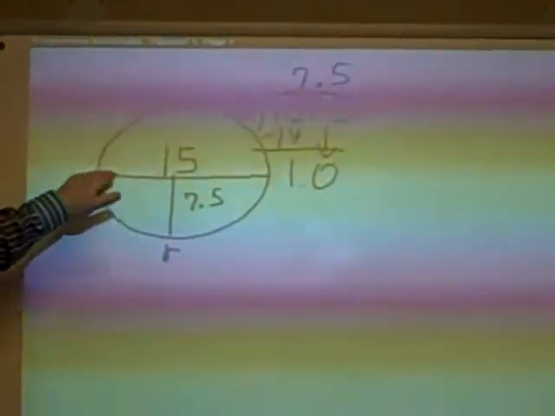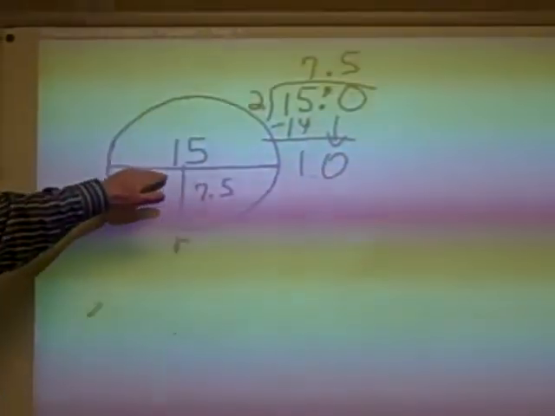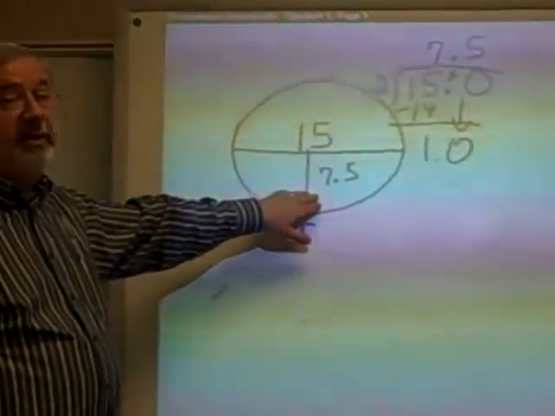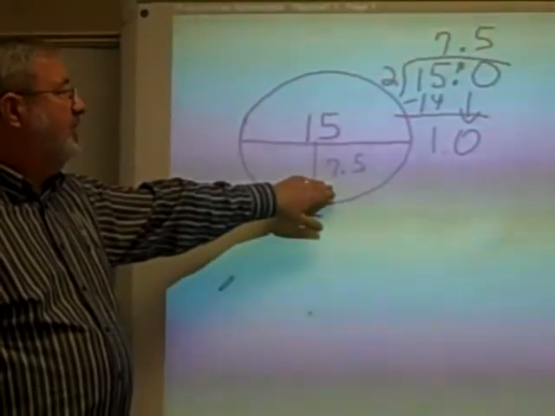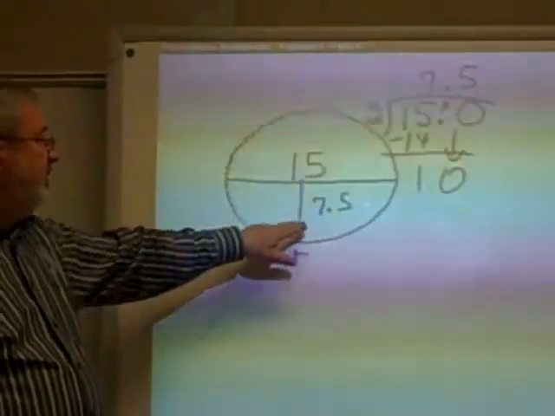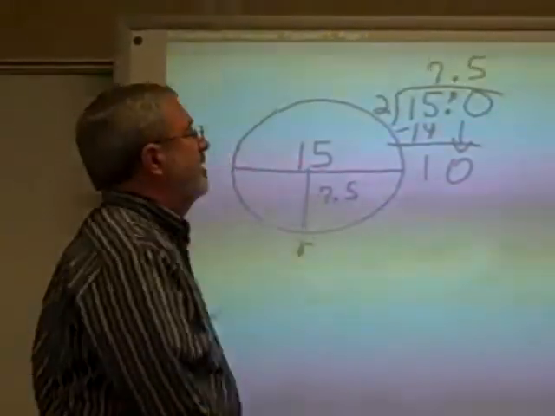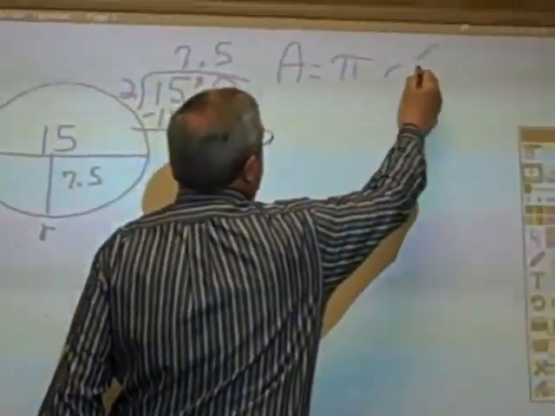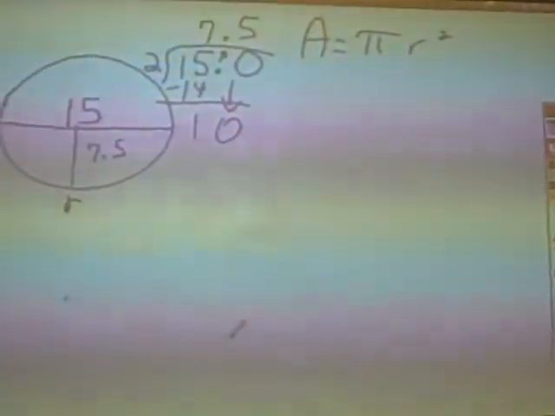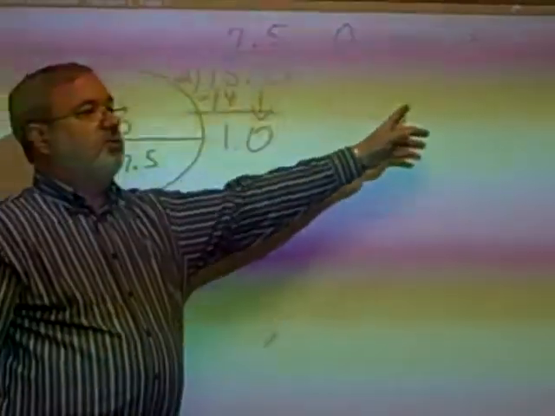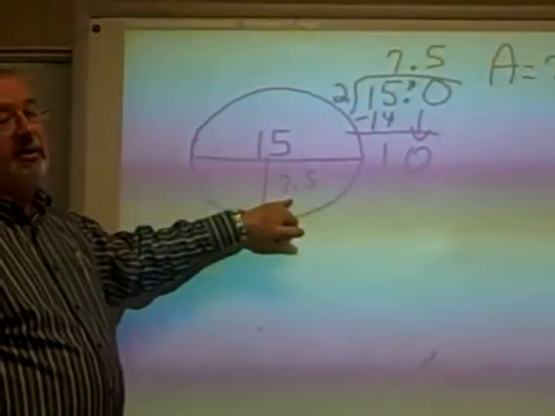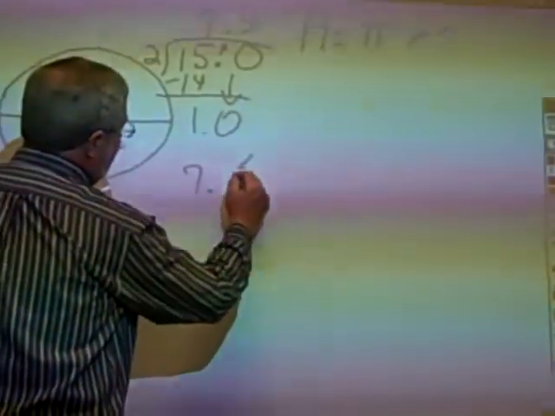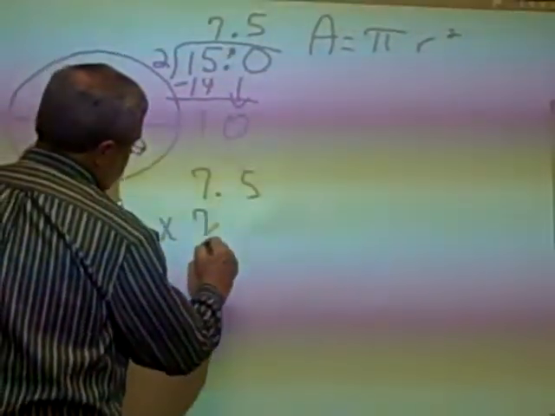Look at that again. Your diameter on this circle is 15, an odd number, which once we halve it is going to give us a number with a decimal in it, 7.5. My radius is 7.5. Let's go back and use our formula. A equals pi r squared. By now we should realize that the r will be replaced by this number right here. So let's go ahead and take that and bring it over here. 7.5 times 7.5.